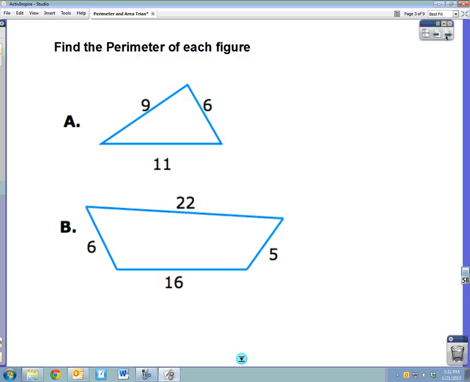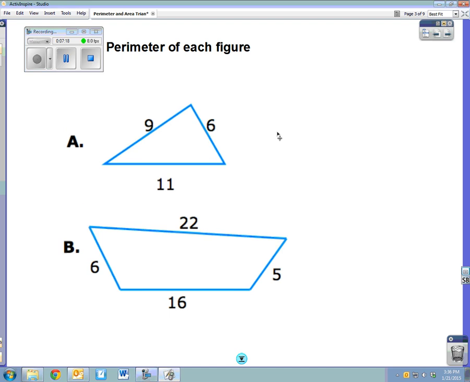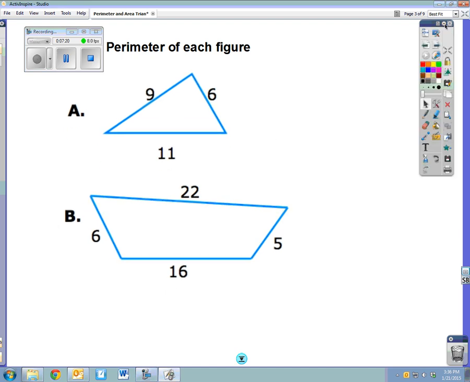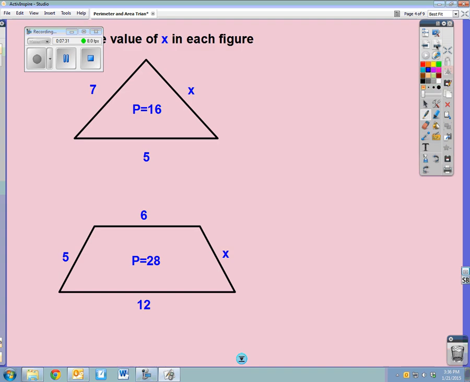There we go. So I'd like you to find the perimeter of these two figures. I'm assuming that you went ahead and found the perimeters, and so the perimeter of the first one should be 26. Perimeter of the second one should be 49. And again, you get that just by adding up all the sides. Go ahead and pause it, give this one a try.